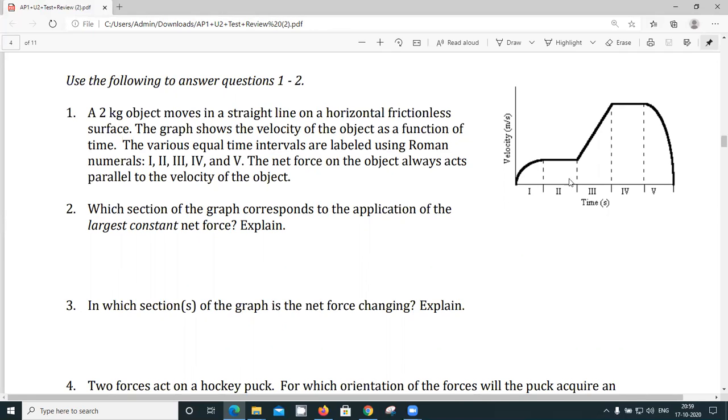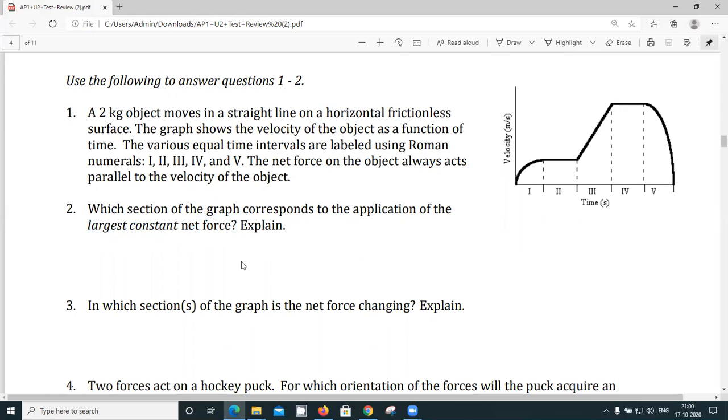So we have velocity versus time, right? Yes. Whenever you have a graph of velocity and time, what does the slope of this graph indicate? The acceleration. Okay. What about the area under the graph? Displacement. Yeah. So that is the first thing you have to see. And then he's asking which section of the graph corresponds to the largest force.